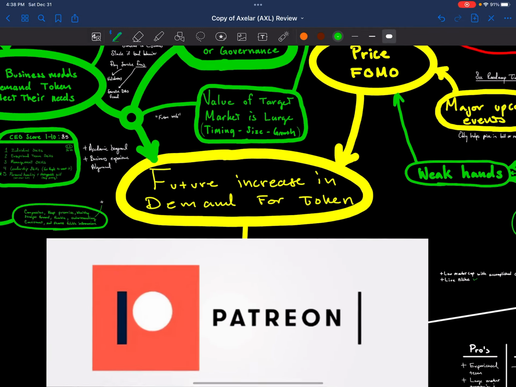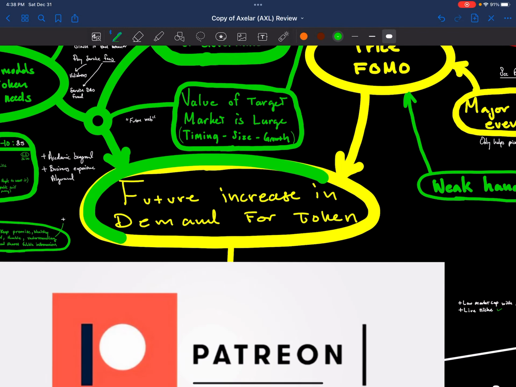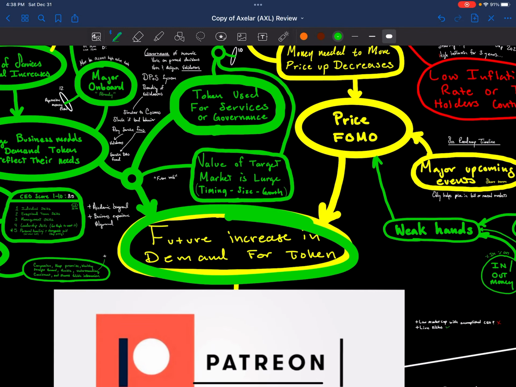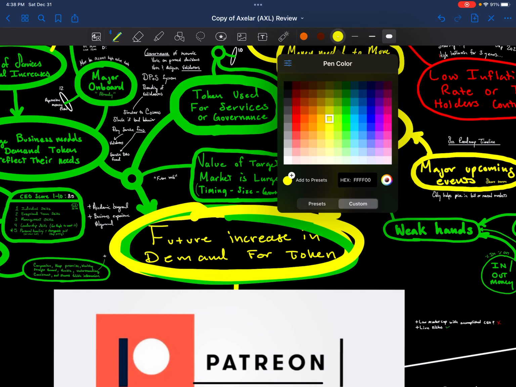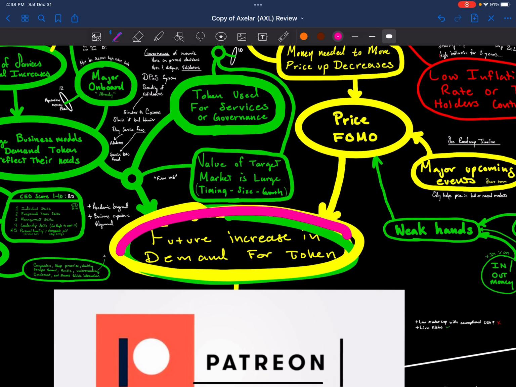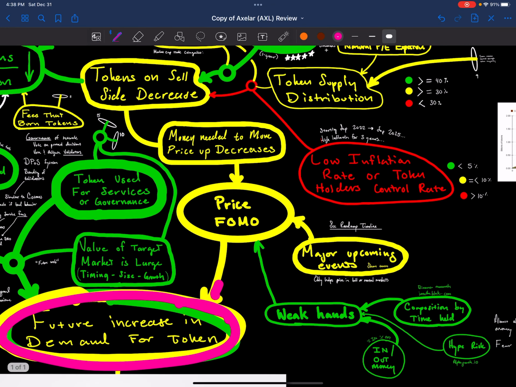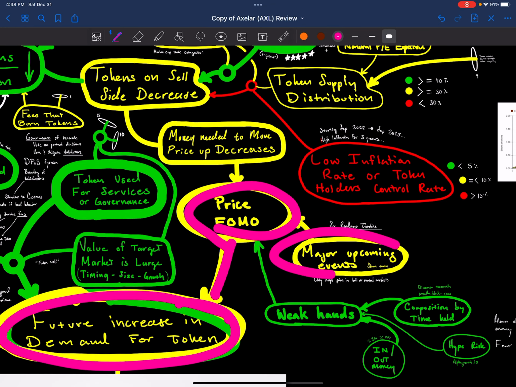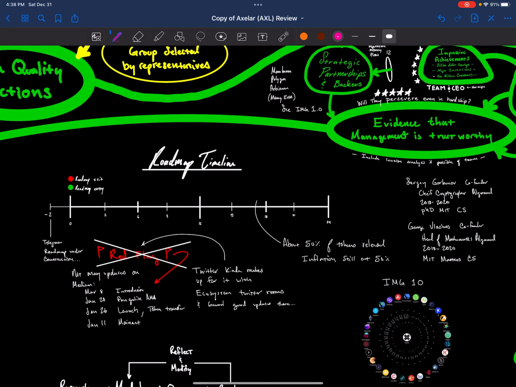Okay, so the model expects neutral price action in comparison to other cryptos. Actually, let me put this as yellow. The model, actually, I'm going to do purple so I know it. So it's a neutral for that. Price FOMO, neutral. Upcoming events, neutral.